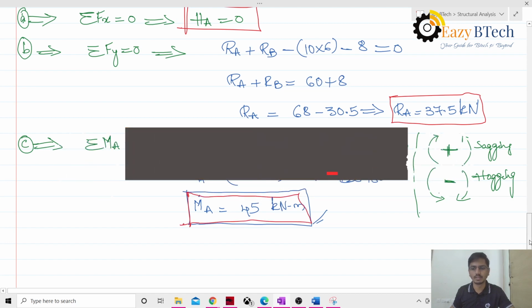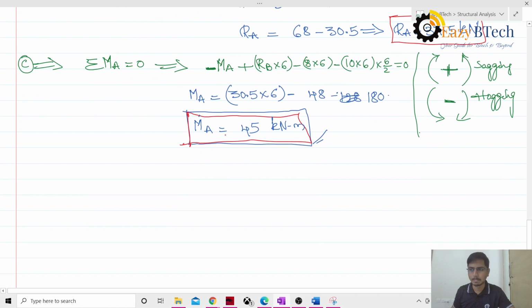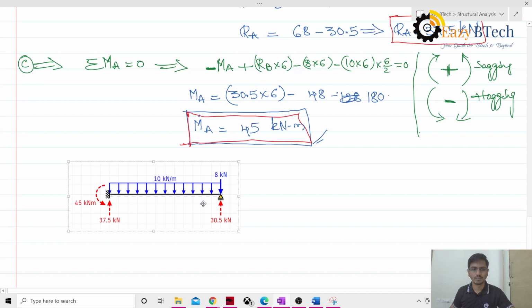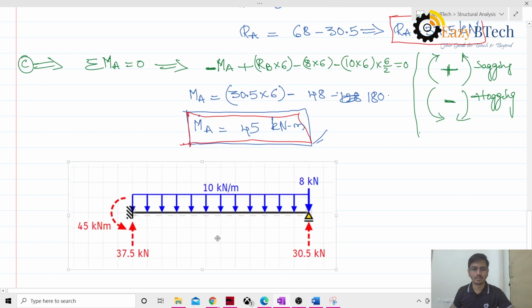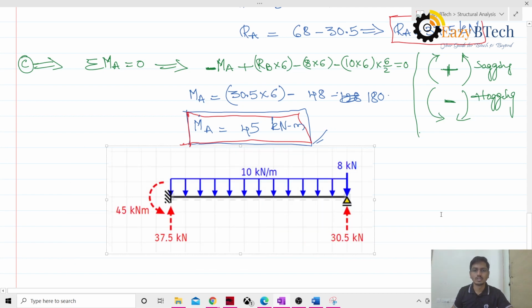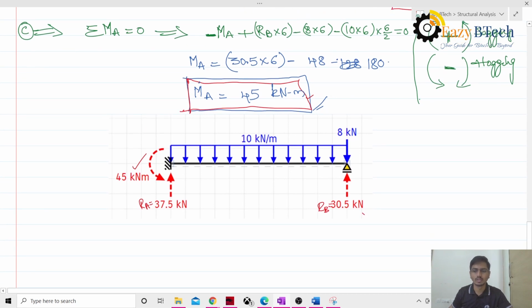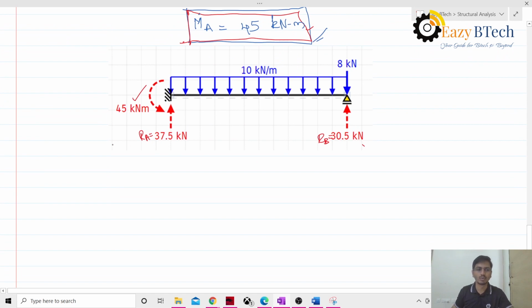Now I have found out the reactions. Let me plot these reactions here now. So how will the reactions look? This is how it looks. We have found out 45 kilonewton is the moment. This is my RA, it is 37.5. This is my RB. So this is how you need to draw these reactions. After the reactions, what is the fourth step?